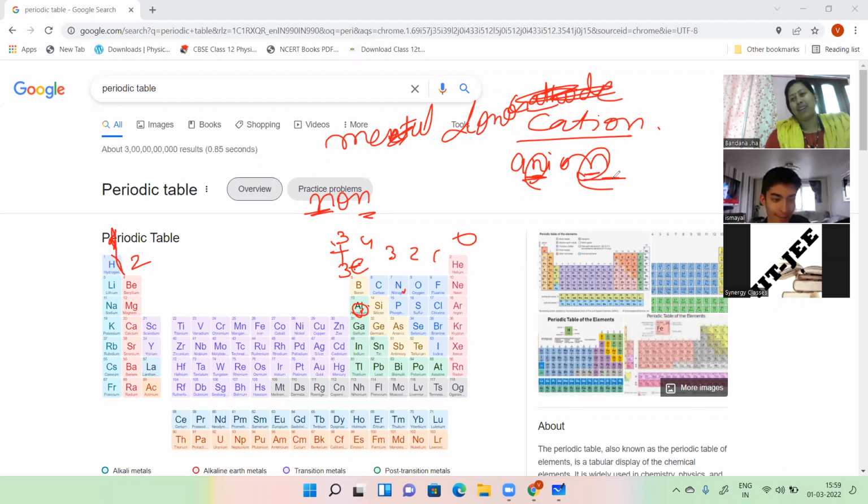Cathode part, positive part. Now remember, nitrogen is a gas. Nitrogen. Fine. So it will become what? Non-metal. Okay.